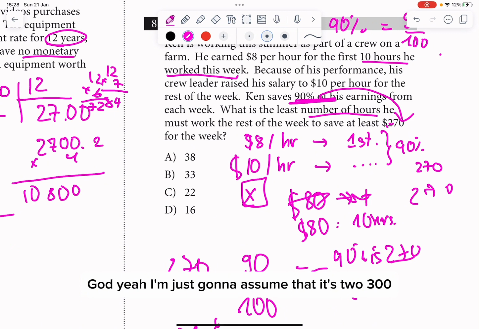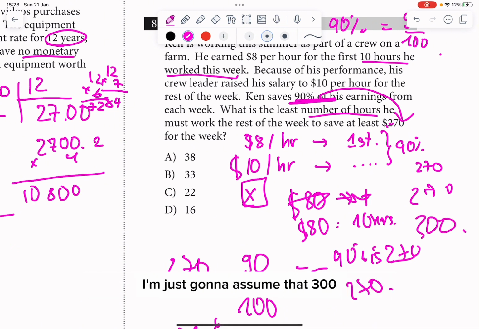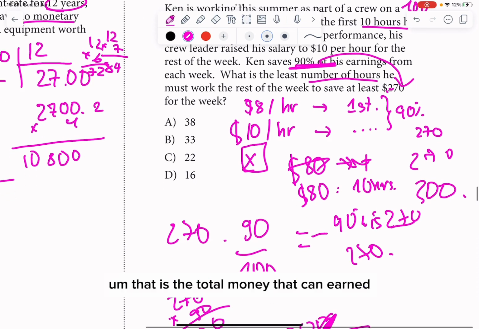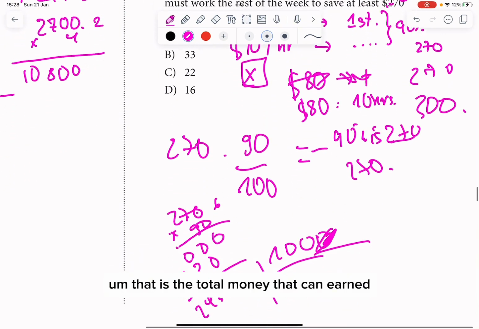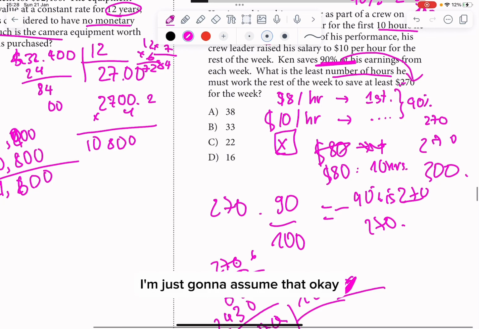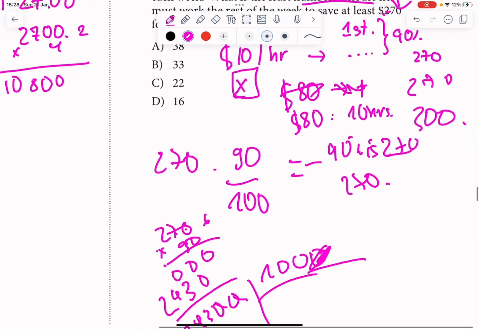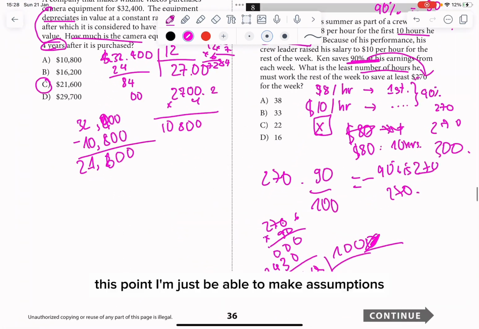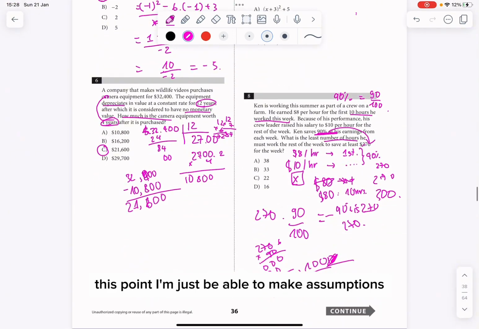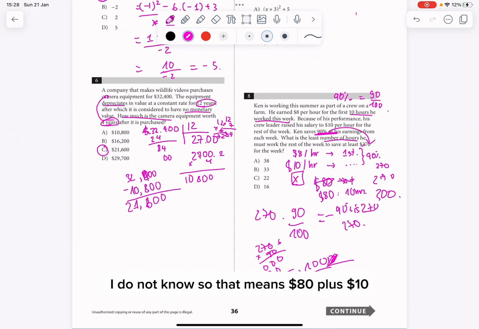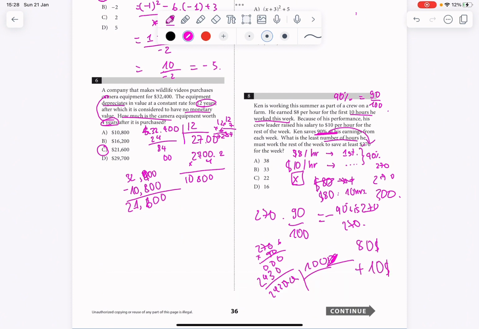You know, I'm just going to assume that it's 300. I'm just going to assume that 300 is the total money that he can earn. I'm just going to assume that, okay? At this point, I'm just making assumptions. I do not know. So that means $80 plus $10x equals 300.